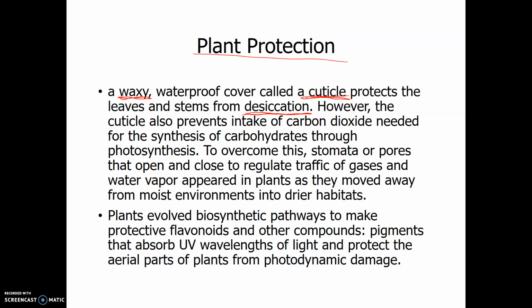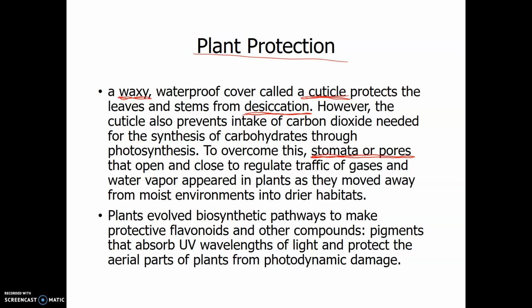But that cuticle prevents the intake of carbon dioxide, so the underside of the leaf is not covered with a cuticle. And so the underside of the leaf contains the stomata, or pores, that allow water vapor, carbon dioxide, and oxygen to move in and out of the leaf. They can close these stomata if they want to conserve water. They can open and close the stomata at different times.